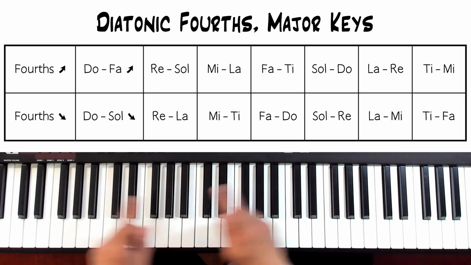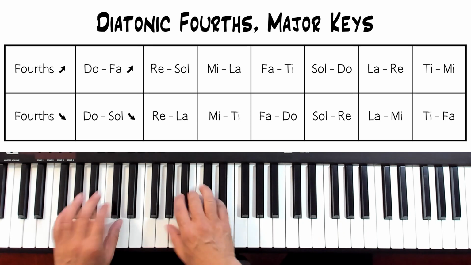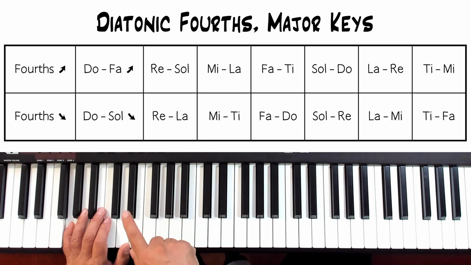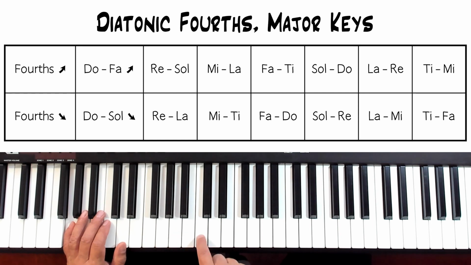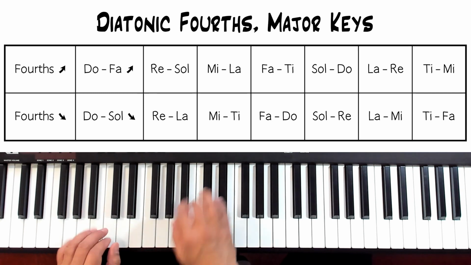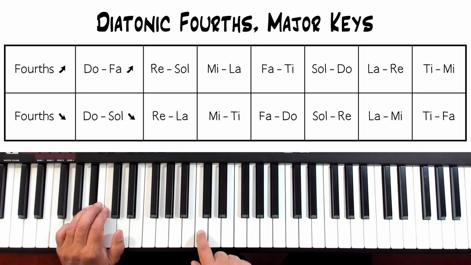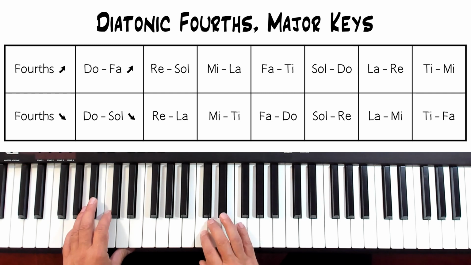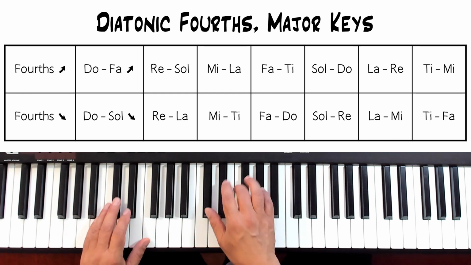Okay, so we're gonna work with diatonic fourths. G. I'm gonna sing do fa ascending. Do fa checking. Let's go to B flat. Now we're gonna sing re sol. Re sol. I should have sing first, check later. Okay, my mistake.